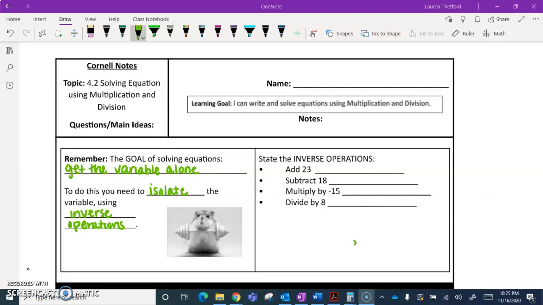Remember, the goal of solving equations is to get the variable alone. To do this, we need to isolate the variable using inverse operations. So we're going to state the inverse operations, which means we're going to do the opposite of what it's asking. So the opposite of adding 23 would be subtract 23.